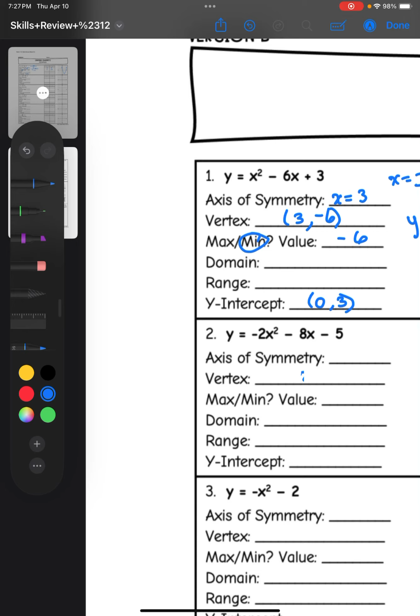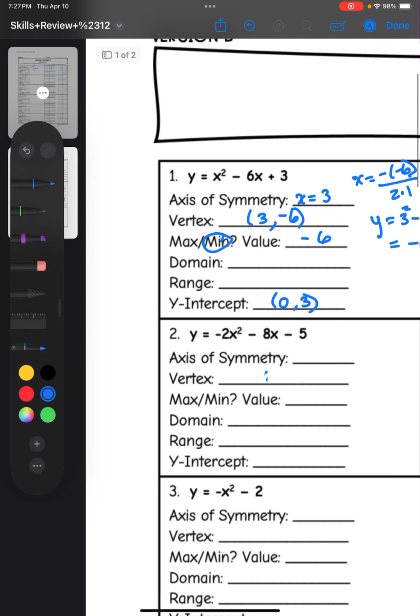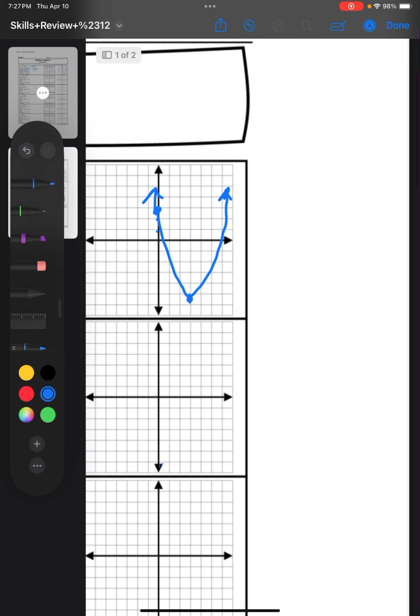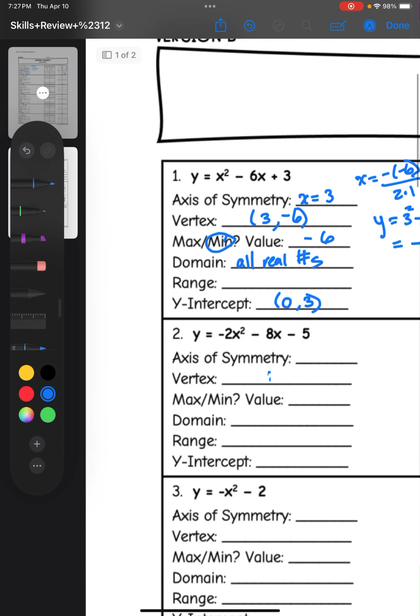Now, our domain and range. Our domain is any restrictions on the x value, which we have none, right? So it's just all real numbers. And how about our range? Is there any restrictions on y? Well, yes, it stops right here, right? Negative 6. So our y's must be greater than or equal to negative 6.